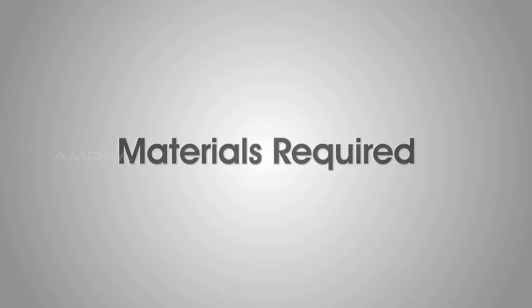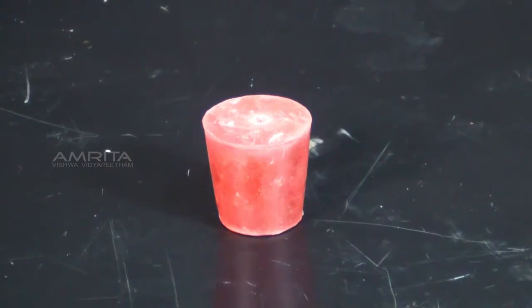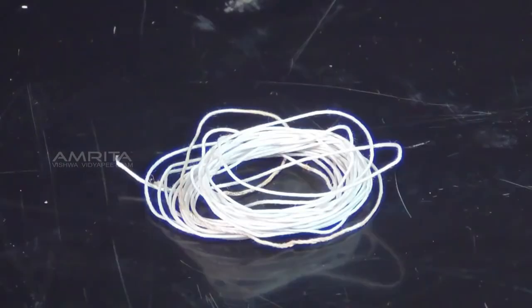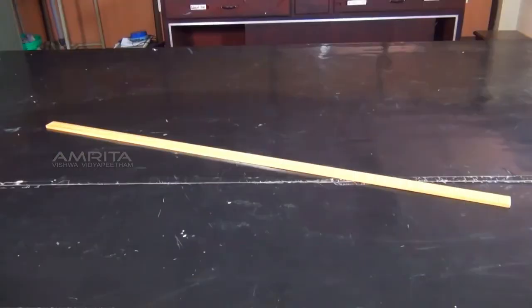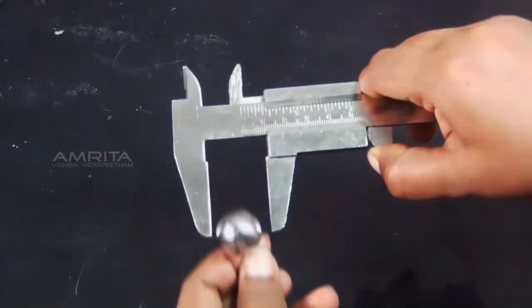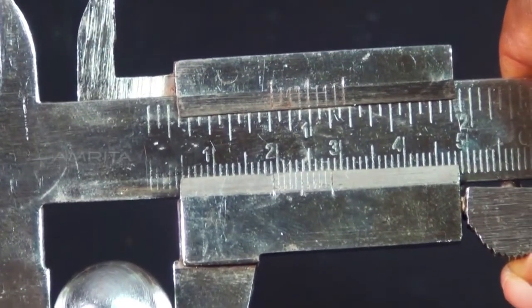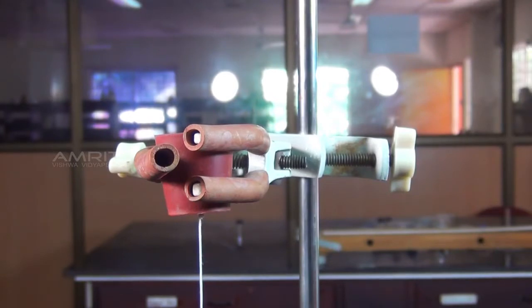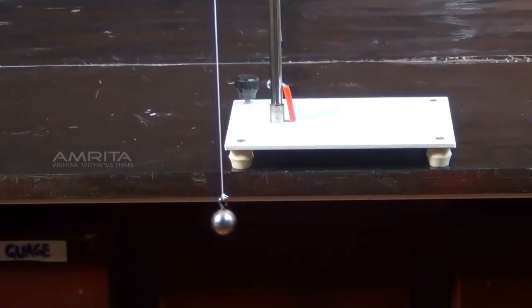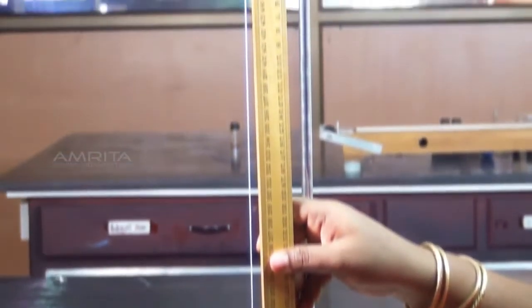Materials required: a clamp with stand, split cork, a bob, cotton thread, vernier calipers, stopwatch, meter scale. Procedure: measure the diameter of a simple pendulum bob using vernier calipers. The bob is tied to one end of the string and the other end is passed through the two halves of the cork firmly fixed in a clamp stand. The length of the pendulum is adjusted to be 50 centimeters.